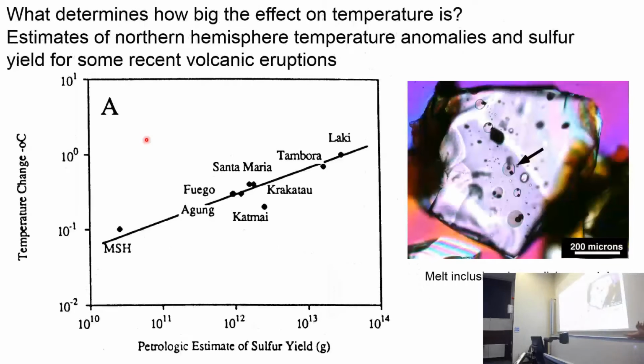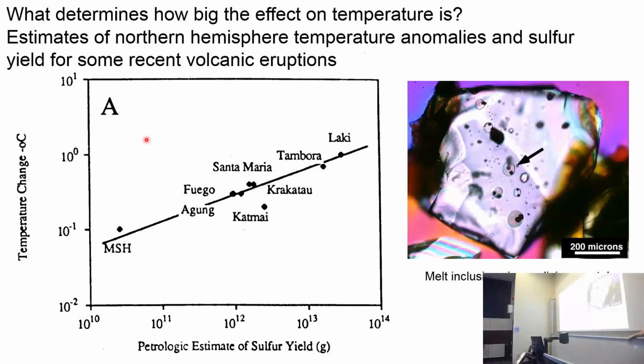The other thing that determines the magnitude of the climatic effect is the amount of sulfur in the volcano, because the main cloud condensation nuclei effect is from the sulfuric acid rather than from the volcanic ash. So what we've got here is an estimate of the amount of sulfur that was erupted in the volcano, and this is made from measurements of inclusions of melt inside crystals.